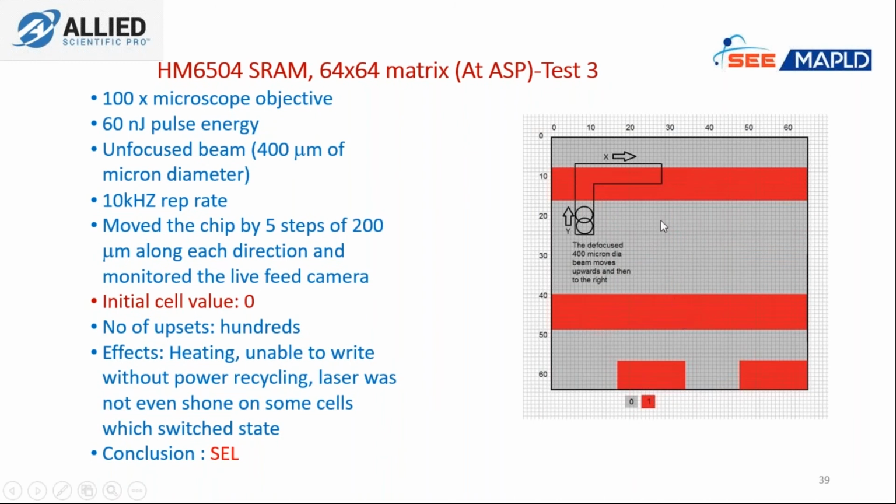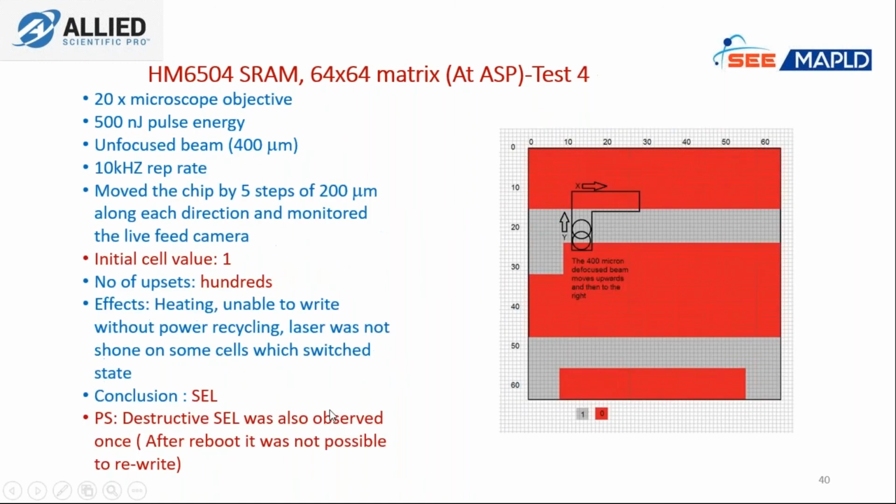We also tried it from initial value 0, and then some of these cells shown by red flipped to 1 when we moved the beam across this L shape. And this again was accompanied by large heat, and it required a power recycle so that we could write a 1 again. So this was again another single event latch-up.